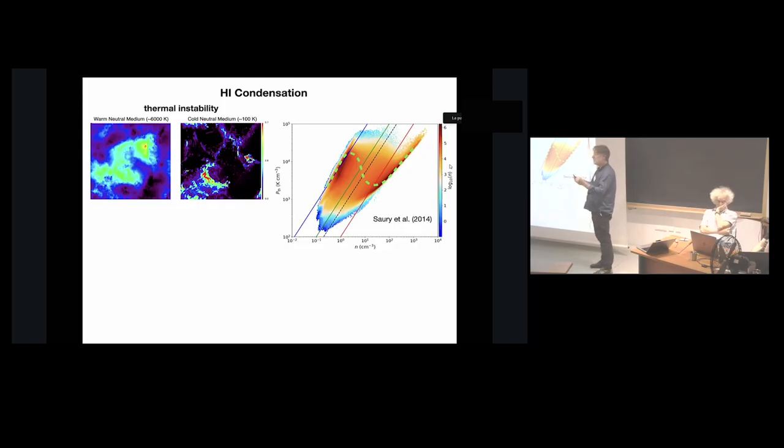And because of the difference in density, this cloud phase is occupying a very small volume. In fact, it's less than 1%, or about 1% of the volume is in those clouds.